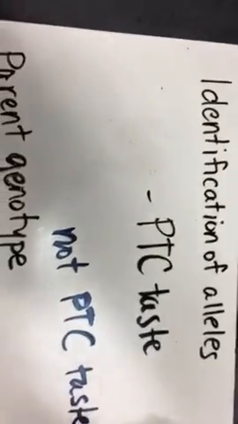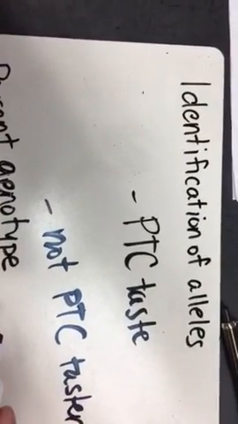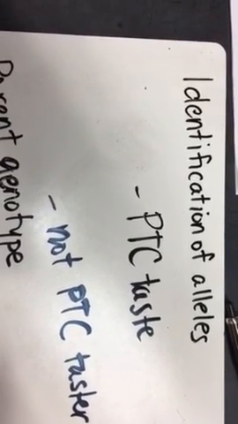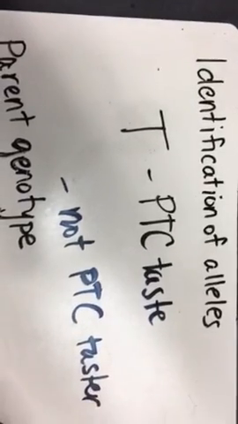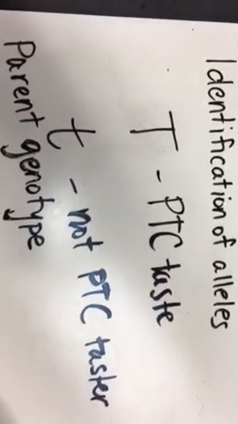So we first have to identify the alleles. So you have PTC tasting. It's a chemical, and some people taste it, some don't. Okay, if you are able to taste it, we'll give the allele capital T. Okay, you can taste it. If you can't taste that chemical, that's recessive, so that's why it's a lowercase t.